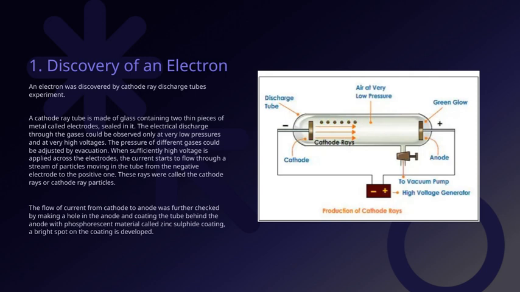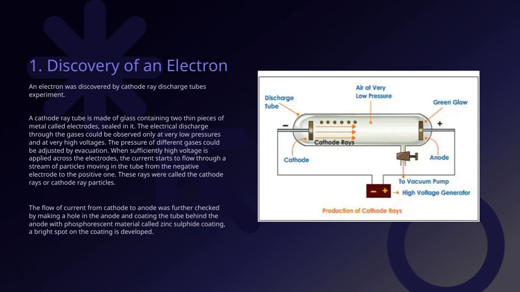A cathode ray tube itself is made of glass and contains two thin metal pieces called electrodes, sealed inside. When we apply a high voltage across these electrodes in a low-pressure gas environment, an electrical discharge occurs, which we can observe only under these specific conditions. We can also control the pressure of different gases inside the tube by evacuating air, making it possible to study how gases behave under these conditions.